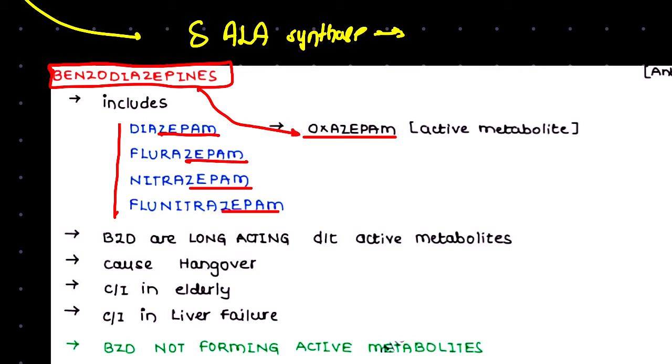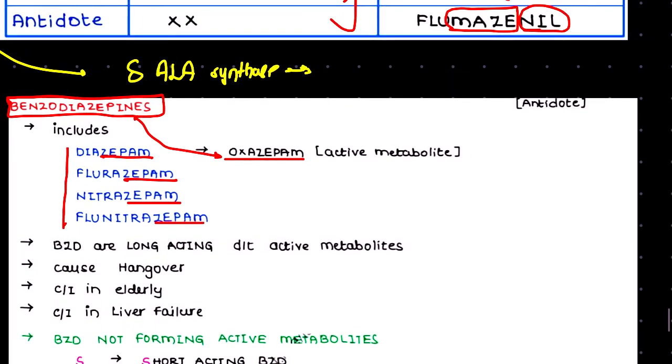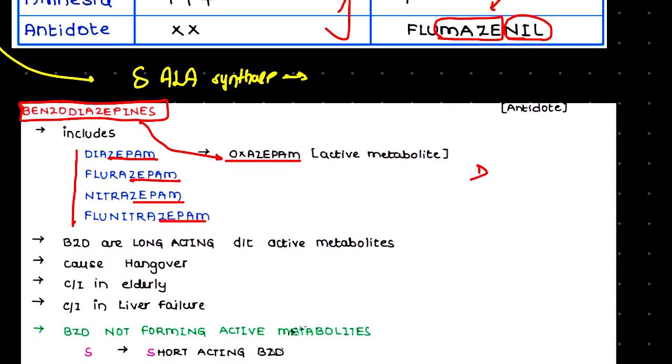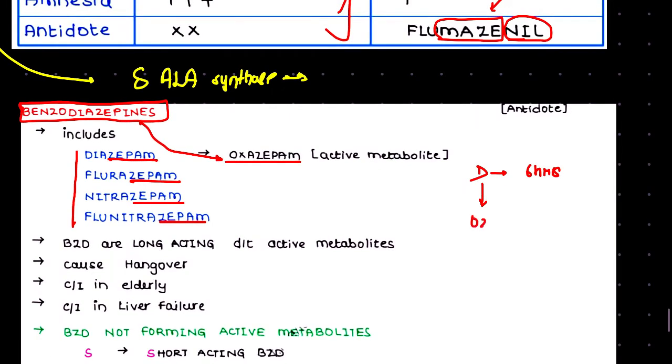It is important to study this oxazepam, because this is the reason why benzodiazepines are longer acting drugs. How are these longer acting? Let's say we gave diazepam. The half-life of this diazepam is, let's say, 6 hours. After these 6 hours, the diazepam will convert into oxazepam. The half-life of this oxazepam is again 6 hours. That means the person will be sleeping for 12 hours.